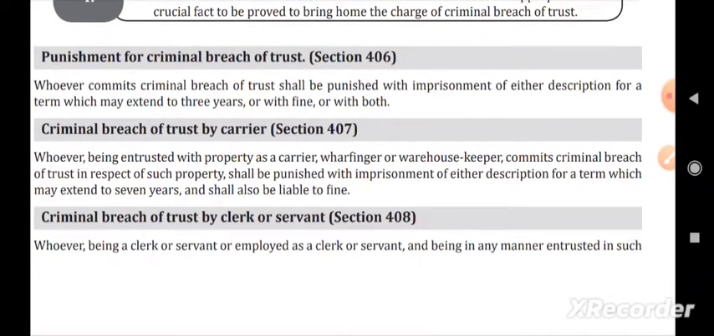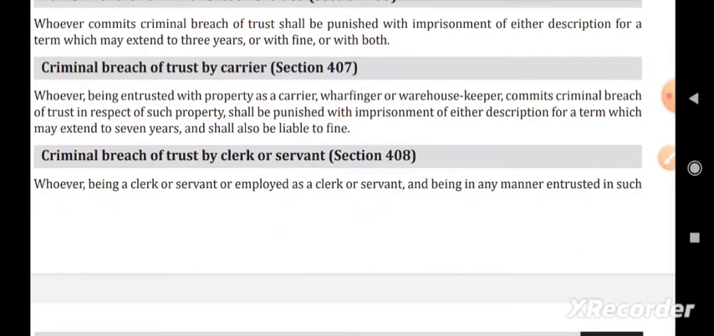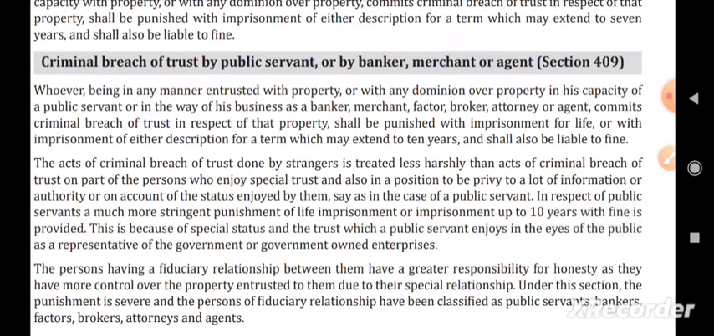Punishment under section 406 is imprisonment for 3 years, or fine, or both. Criminal breach of trust by a carrier under section 407: 7 years of imprisonment or fine. Criminal breach of trust by clerk or servant under section 408: imprisonment of 7 years or fine. Criminal breach of trust by public servant or by banker, merchant or agent under section 409: 10 years of imprisonment or fine. The act done by strangers is treated less harshly, for example Baga Singh versus State of Punjab and Bachu Singh versus State of Haryana.